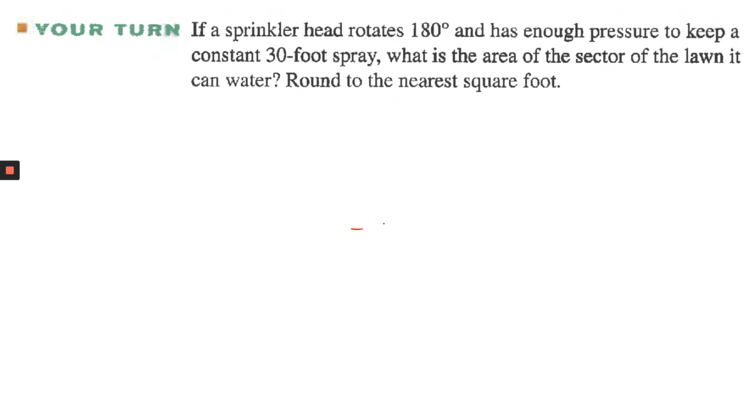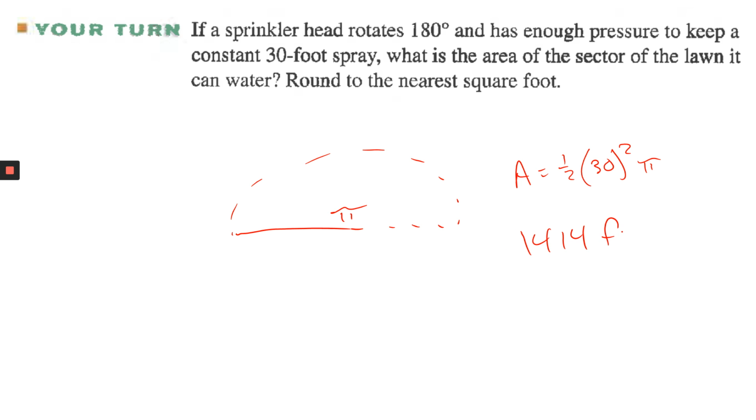All right, the sprinkler head rotates 180 degrees. That is pi. 180 matches up with pi. So we're going to say the area is 1/2. It's a 30-foot spray, so 30 squared times pi. And what do we have here? So we're going to have 450 times pi. And we get 1,414 square feet.